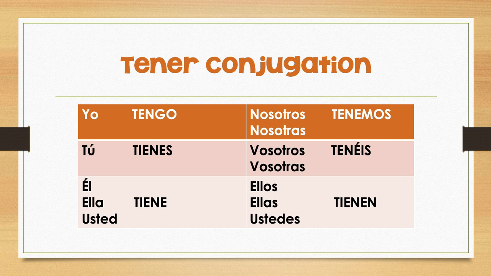So I might say, I have a cat. Yo tengo un gato. I might say, you have a dog. Tú tienes un perro. I might say, you all have homework. Ustedes tienen tarea.